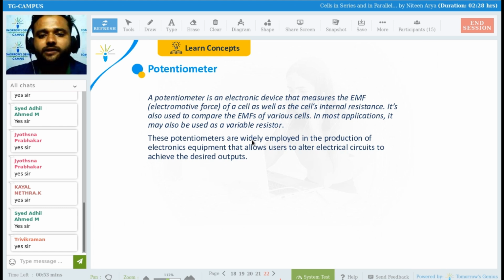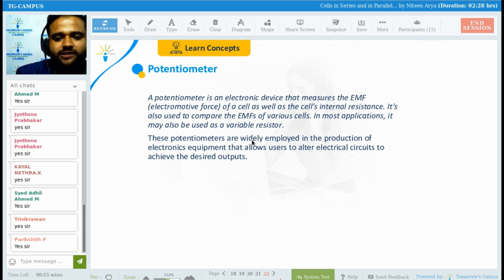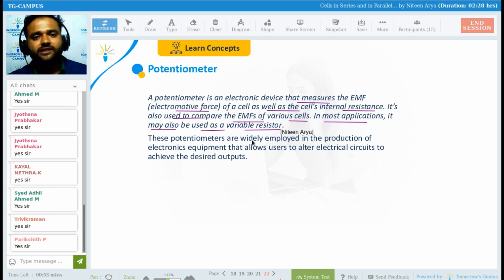So first of all, what is a potentiometer? A potentiometer is an electronics device that measures the EMF of a cell as well as the cell's internal resistance. It is also used to compare the EMFs of various cells. In most applications, it may also be used as a variable resistor. So this is a device which is going to give you the EMF of a cell with the internal resistance, or you can say variable resistor also. In many applications we need variable resistors, so there also we can use this potentiometer.